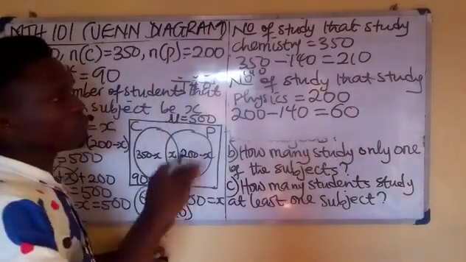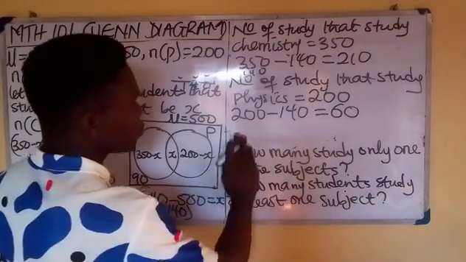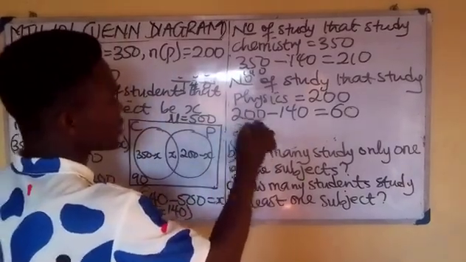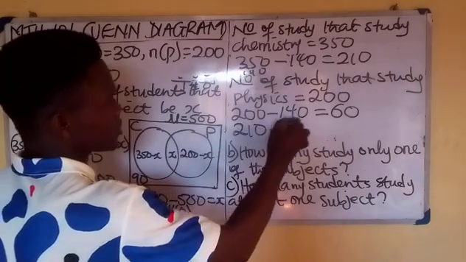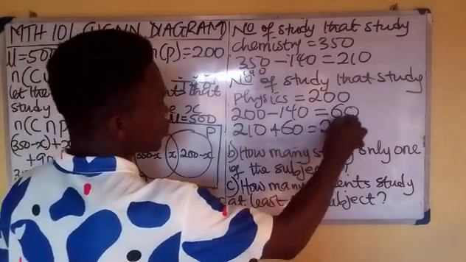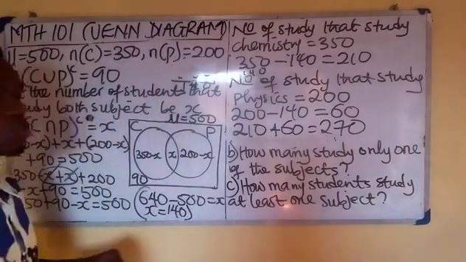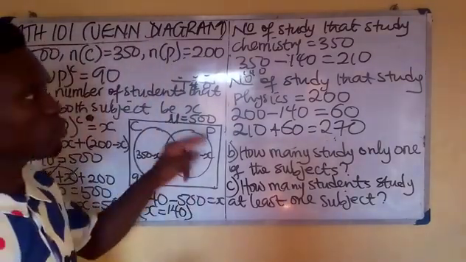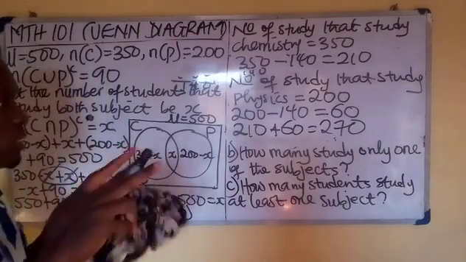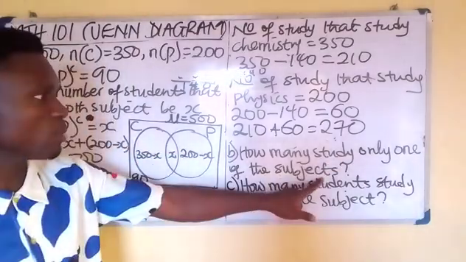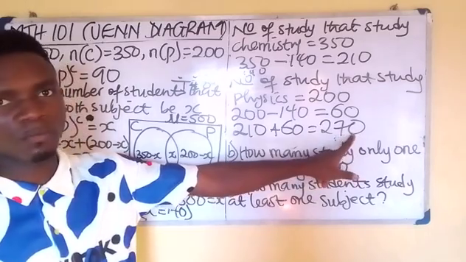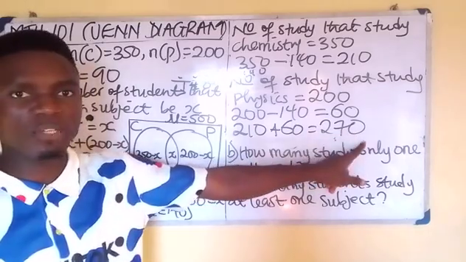So the total number of students, what will you now do? You say 210 plus 60. You get 270. So it means that the number of students that study only one of the subjects is 270. That is what it means.